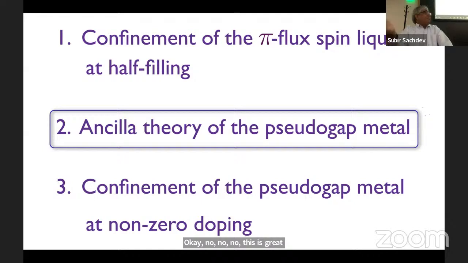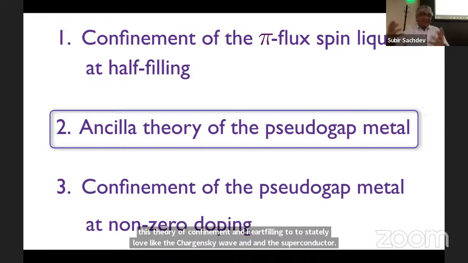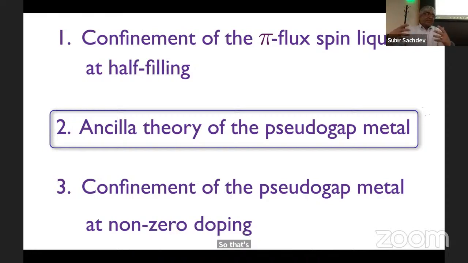Okay, now I'm going to give another talk. I want to move to the doping case. I've given you this theory of confinement at half filling to states we love, like the charge density wave and the d-wave superconductor. So that's exciting, I hope. And now let's just talk about the pseudogap, and then we'll put it together.